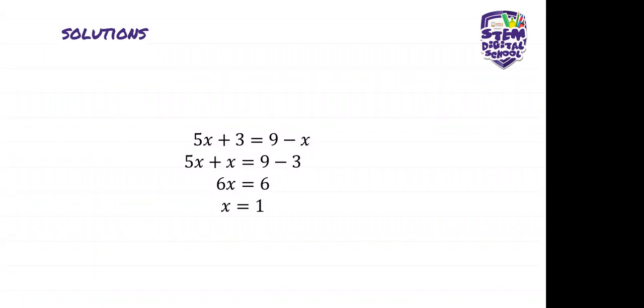What we do, first things first, the equation is 5x plus 3 is equal to 9 minus x. And of course, you can just transpose your numbers there by using the principle of the additive inverse. Now, how it works, the positive 3 on the left-hand side becomes negative on the right-hand side.